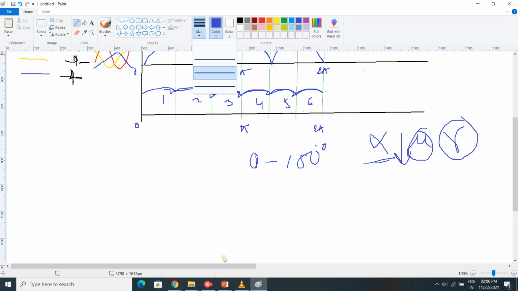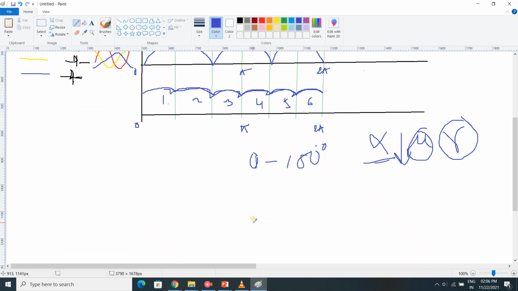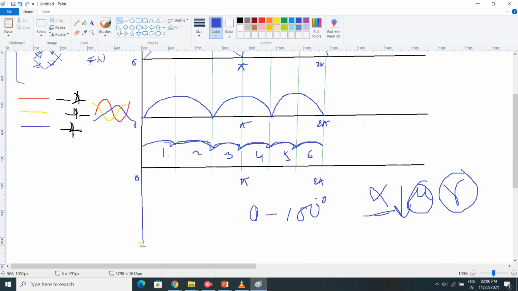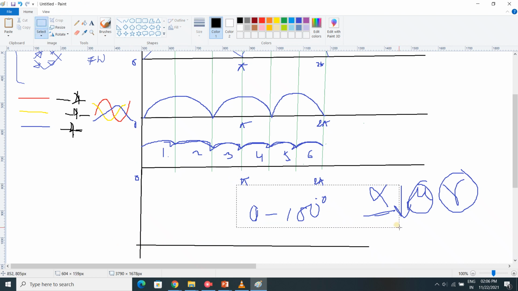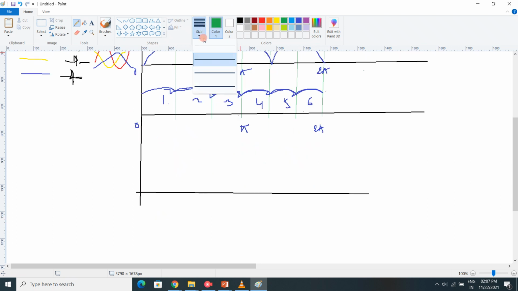Okay, so we have discussed this 6 pulse. Now if I consider 12 pulse, our next discussion will be of line commutated 12 pulse. By this particular diagram, if I draw in this way, I think I don't have to explain too much, because all of you can understand what is 12 pulse. Still, for better understanding, I am explaining once again, because it is recorded.